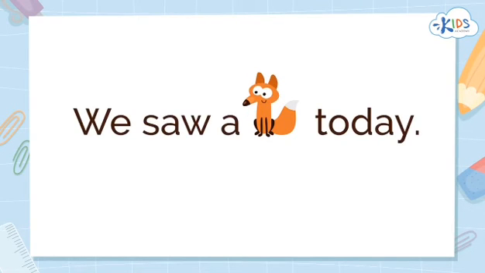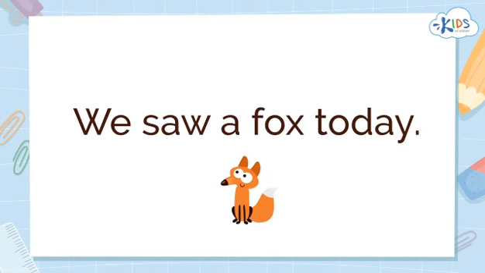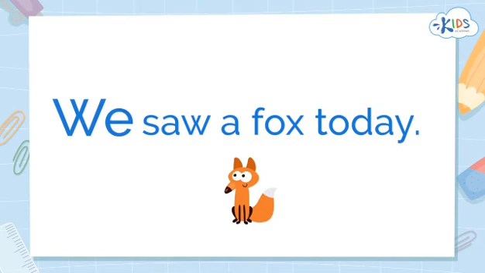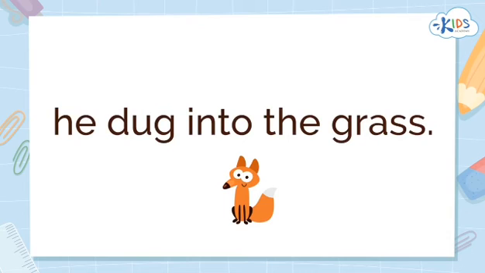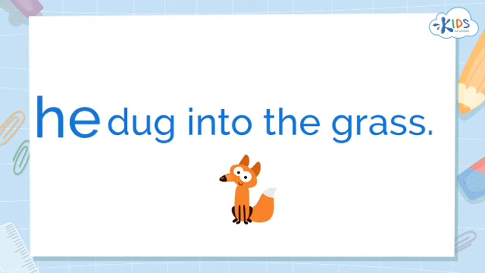We saw a fox today. So, what is the capital over here? W. W is the capital because we start the sentence with a capital letter. So, children, the rest of the letters are small letters. He dug into the grass. It is a continuation of that sentence. He dug into the grass. So, we are using small letters and not capital letters. H will be small over here because it is the continuation of that first sentence.